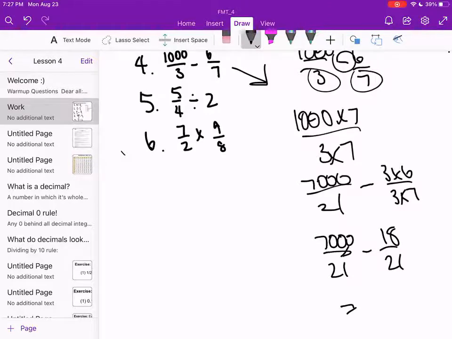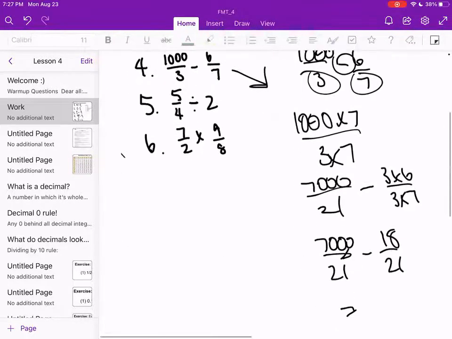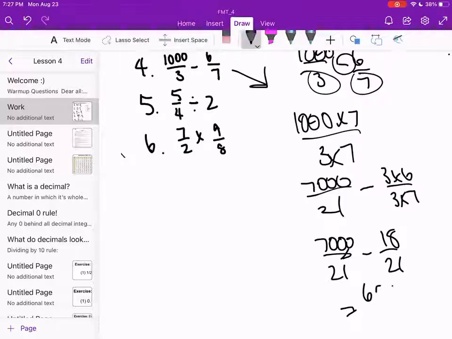And then we're going to get 6,982 over 21.